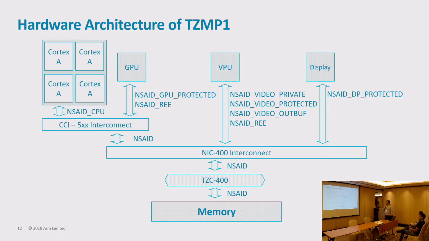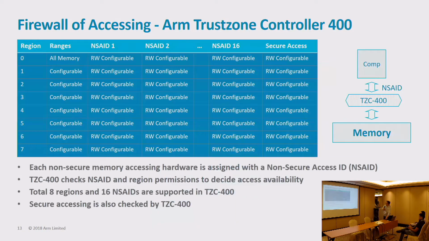The display has only one NSID. The NSID will be checked by the TZC-400, and the TZC-400 will decide whether the memory access is legitimate and accepted. So here we introduce our firewall for access, the ARM TrustZone Controller 400.